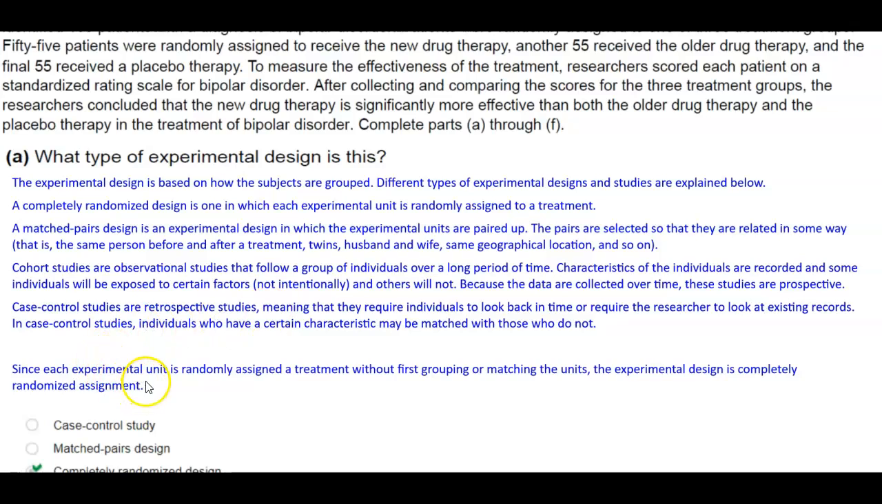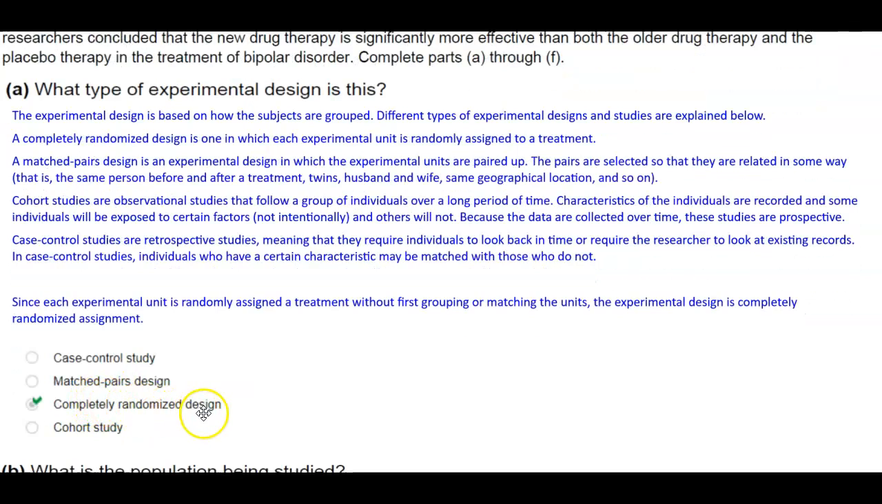Now, since each experimental unit is randomly assigned a treatment without first grouping or matching the units, we would then say that the experimental design is completely randomized assignment. So the answer is completely randomized design.